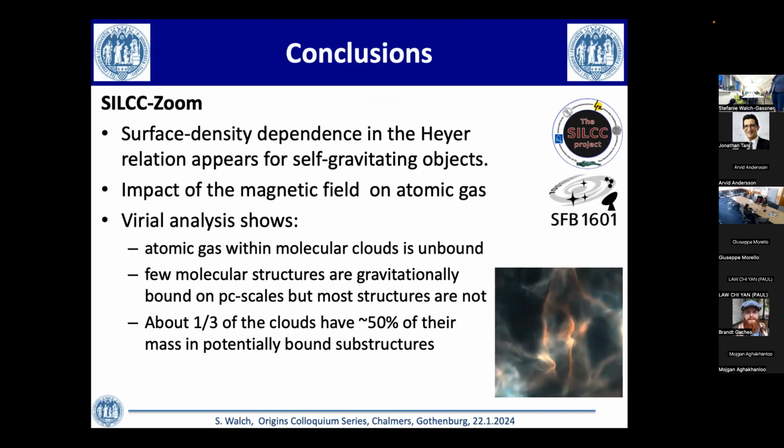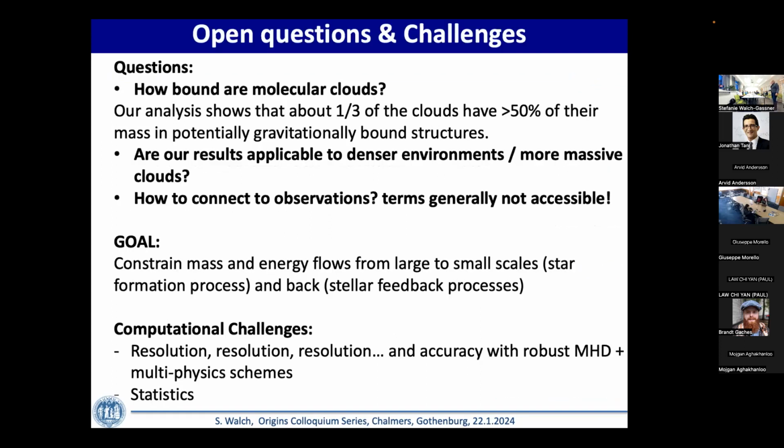I think to determine this is one of the main questions which I want to raise, and this is also what I would like to discuss now. The question is really, how bound are molecular clouds? Because if you do not have bound clouds, then you don't have to oppose gravity to begin with. As I said, our analysis shows that maybe a third of the clouds have something like 50% of the mass in potentially bound structures. Now this has been for clouds which have around 100,000 solar masses, as I showed you.